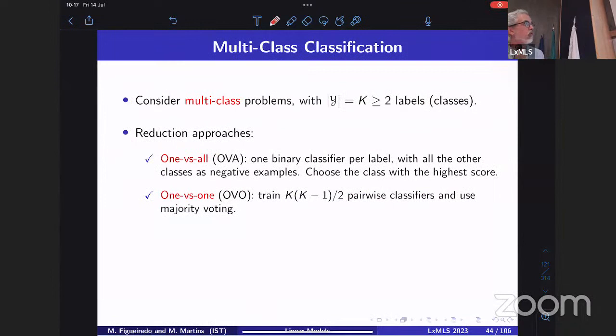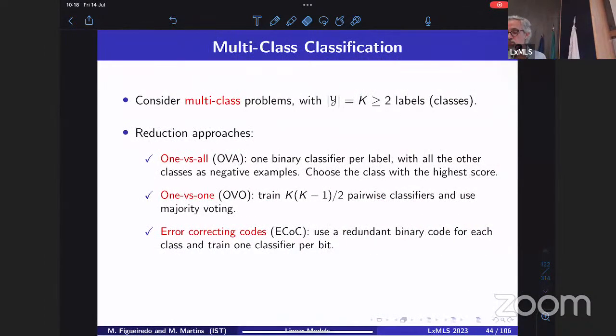There's the one versus one, or ovo, which in Portuguese means egg. In this case, you train k times (k minus 1) over 2 classifiers. Why k times (k minus 1) over 2? It's the number of pairwise terms you have in k objects, right? For each of these k, you can compare it with the other k minus 1 objects, and you only need to do it in one direction, so you don't need to train k times (k minus 1), it's divided by 2, okay? Pairwise classifiers. And then you do majority voting. When you have a test, you test it, see which class wins the most comparisons, and you decide for that. There's even more sophisticated, this was very popular in the early 2000s, which is error correcting codes.